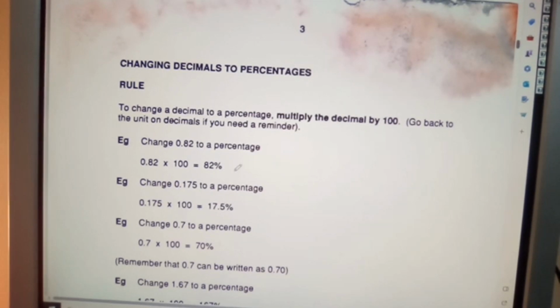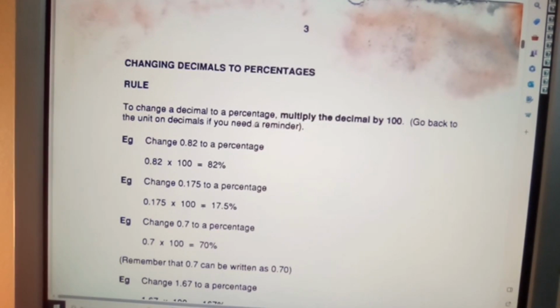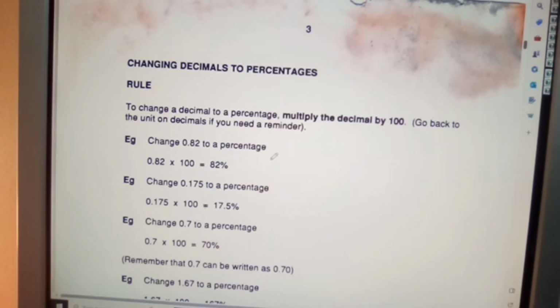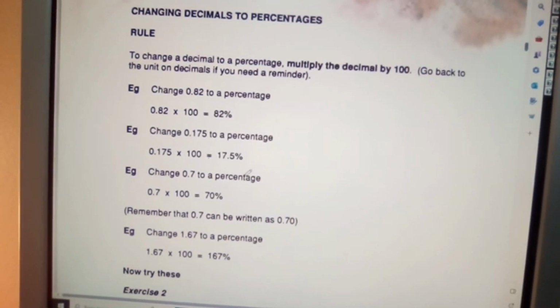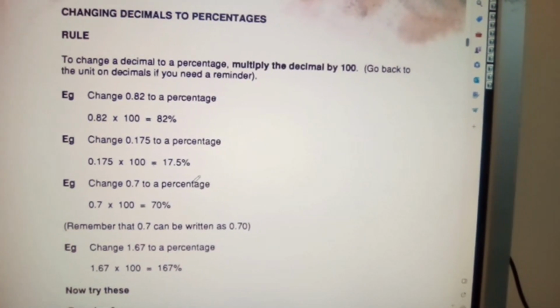Changing decimal to percentages rule. To change a decimal to a percentage, multiply the decimal by 100. Go back to the unit on decimals if you need a reminder. Okay, and now you've got that already somewhere there. Change 0.82 to a percentage.